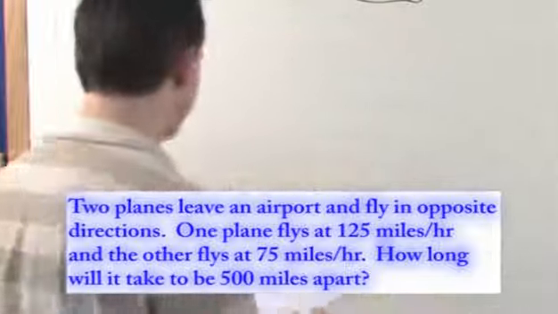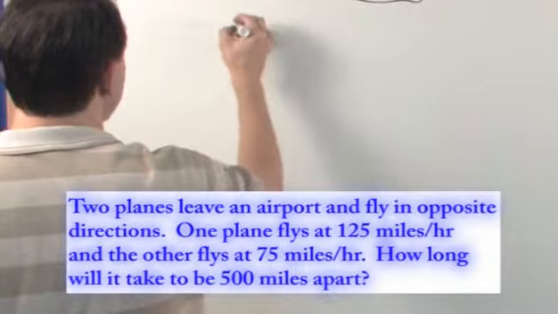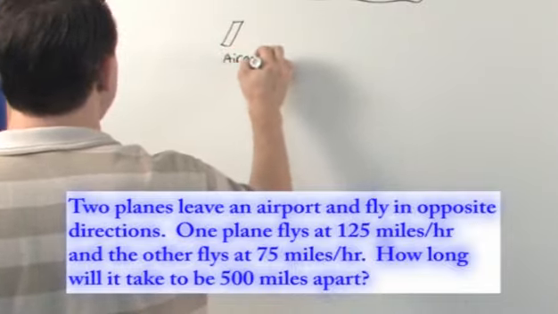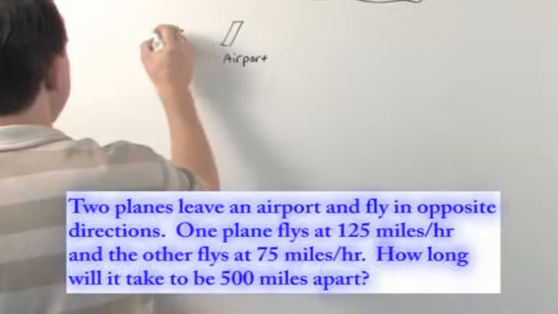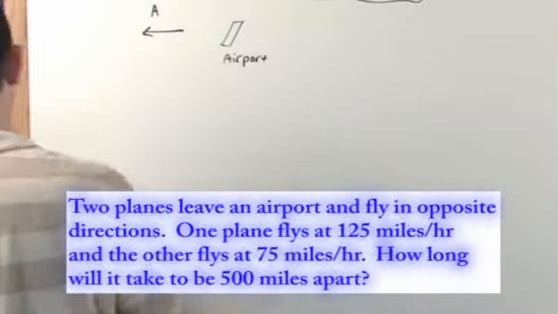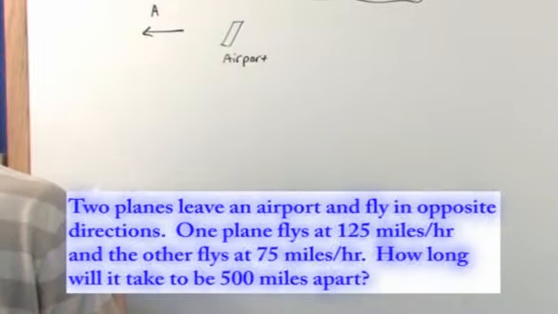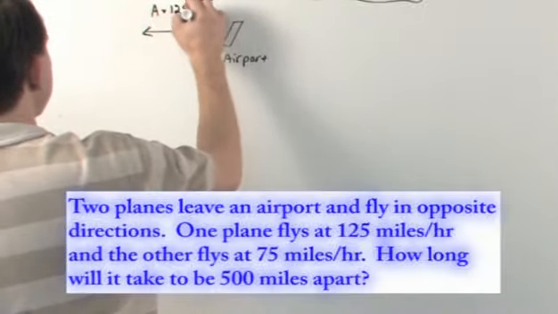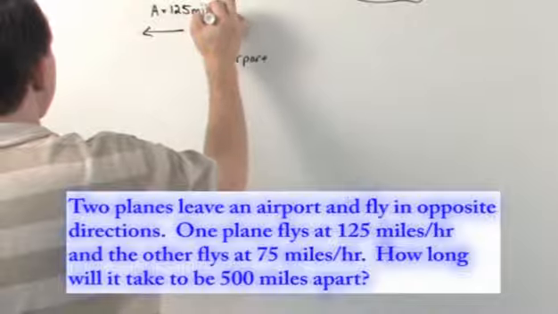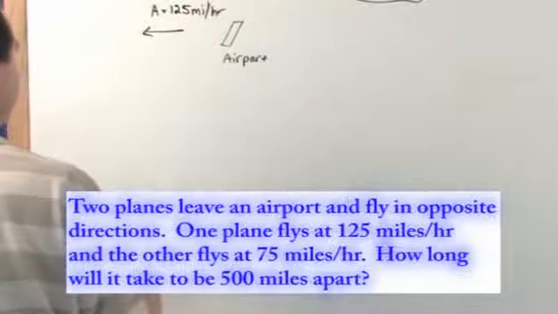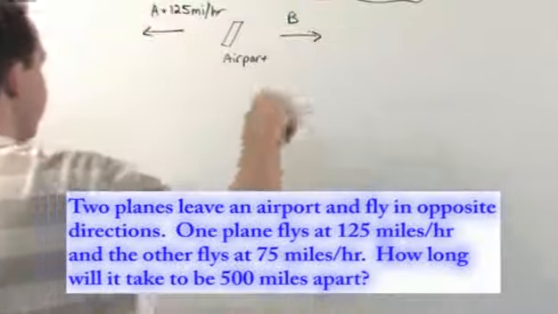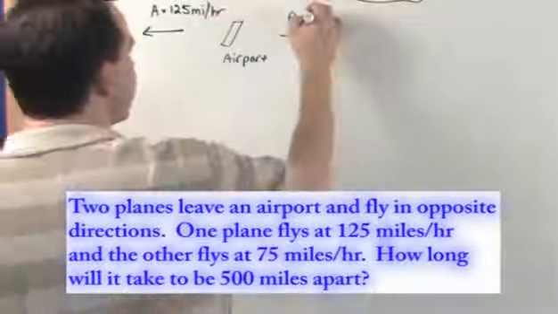So let's draw a picture. Here's your runway for your airport, and you have plane A, which goes this way, and plane A flies at 125 miles per hour. And plane B goes the opposite direction from the airport at 75 miles an hour.